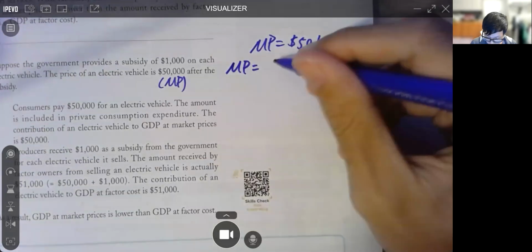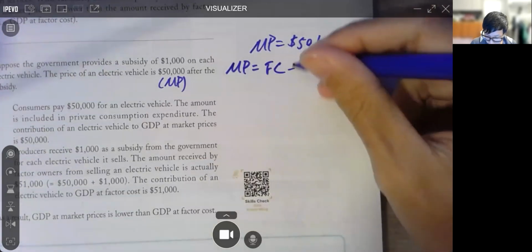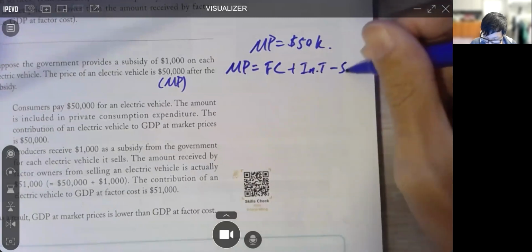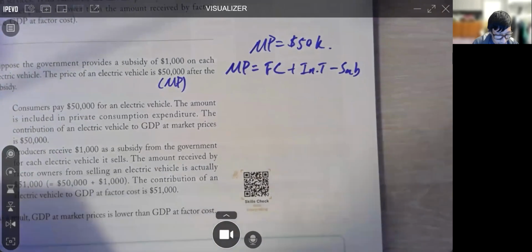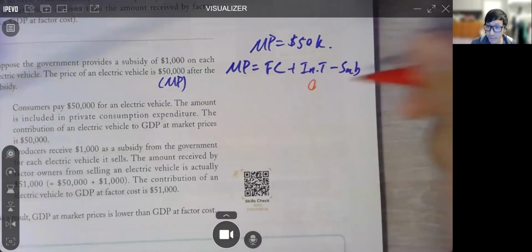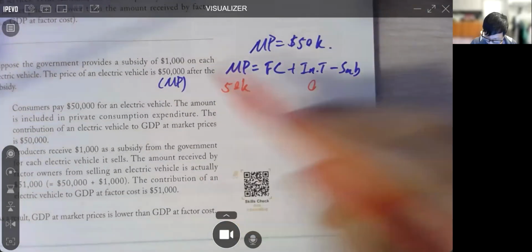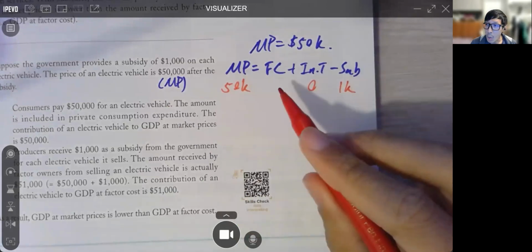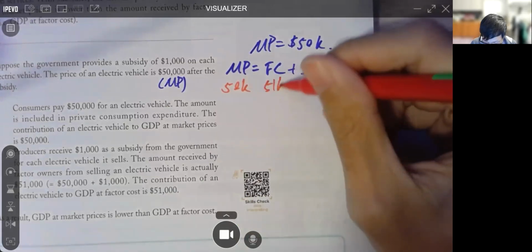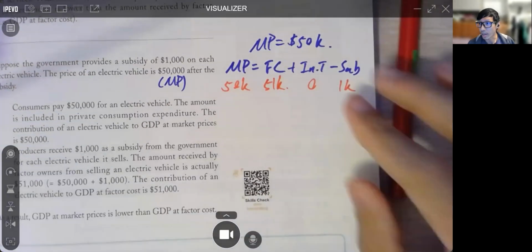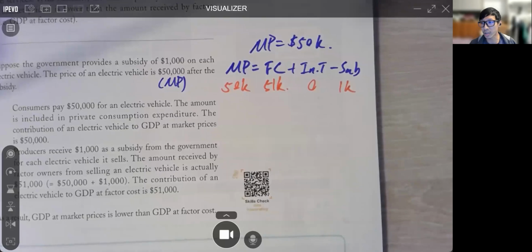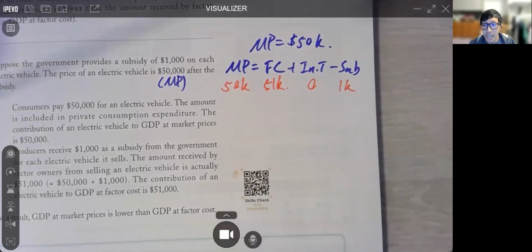Now we know market price equals factor cost plus indirect tax minus subsidy, right? Here, we are not given any indirect tax, so 0. Well, this is 50K. We know that subsidy in this case is 1K. So we know that factor cost will be 51K. Now don't worry. As we go to the two approaches in the next four videos, we will look at more figure examples of how we manipulate these two.